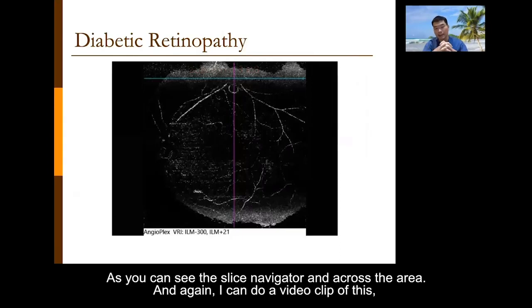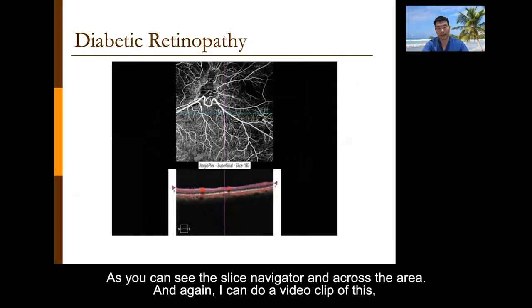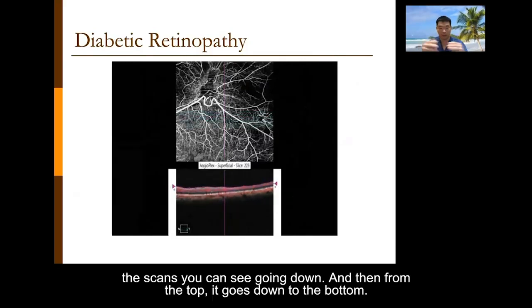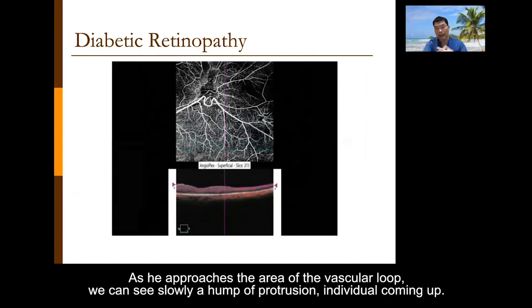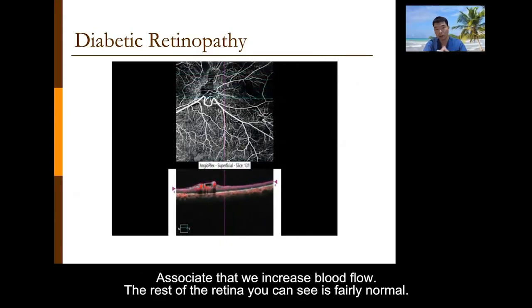And here you can see the slice navigator and the crosshair over the area. And again, I can do a video clip of this. The scans you can see going down, from the top to the bottom. And as it approaches the area of the vascular loop, we can see slowly a hump or protrusion into the vitreal cavity coming up, associated with increased blood flow. The rest of the retina you can see is fairly normal.